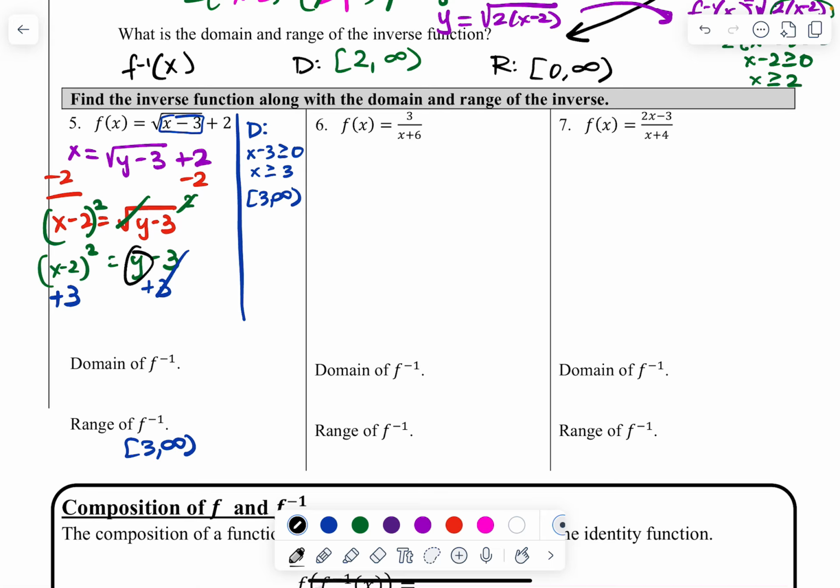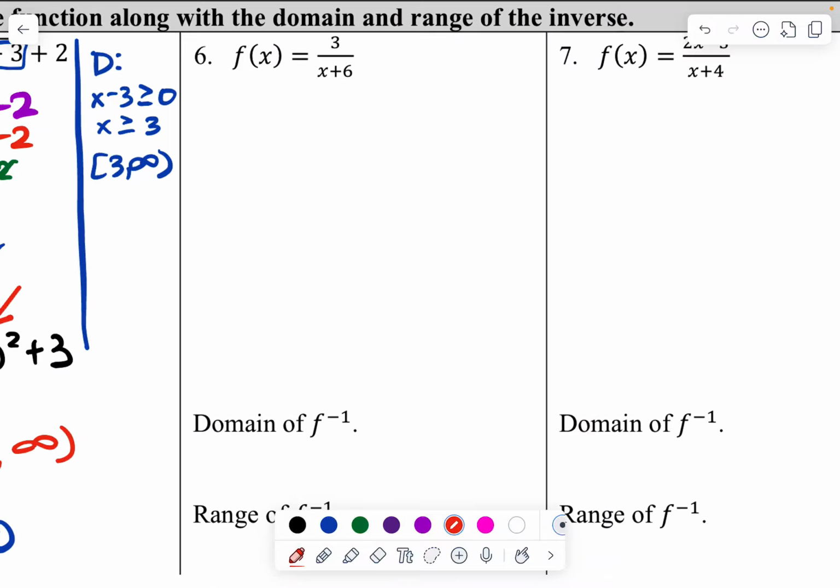So this y is actually the inverse of f of x, and we get x minus 2 squared plus 3. If that's true, we're looking here for its domain. There is no red flags for the domain. So the domain here is from negative infinity to infinity. All right, let's look for number 6.